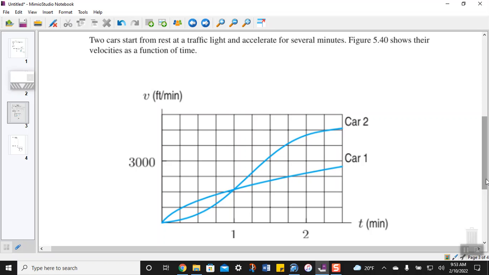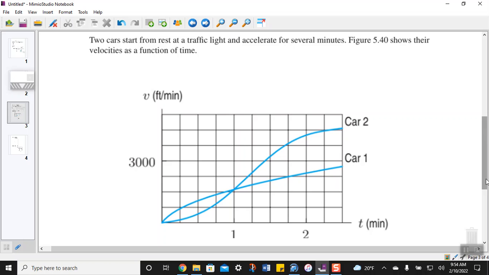Good. All right, two cars start from rest at a traffic light and accelerate for several minutes, okay? The figure down here is going to show their velocities as a function of time. Car one right here is this one that just gradually increases. Car two slowly increases, but what continues to happen to its acceleration? This velocity is picking up, right? We're comparing velocities at a certain time right here, okay?